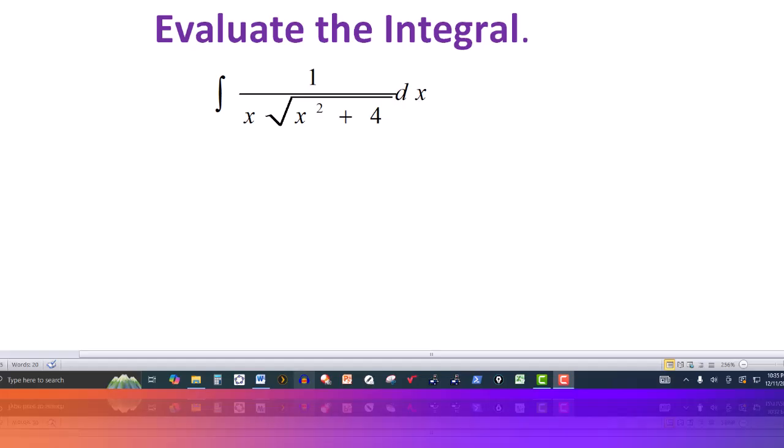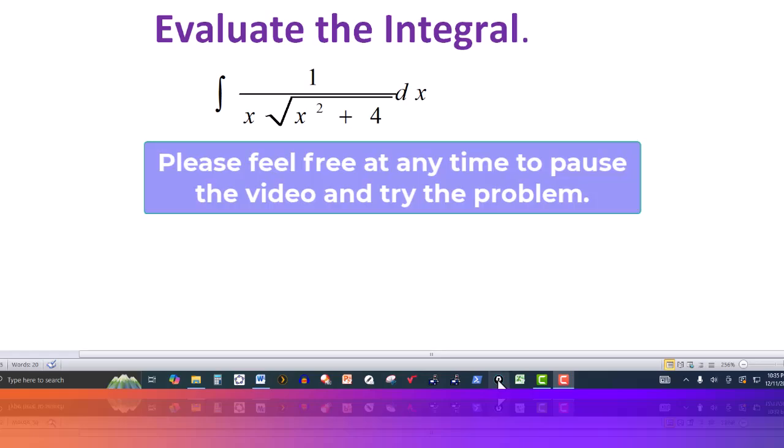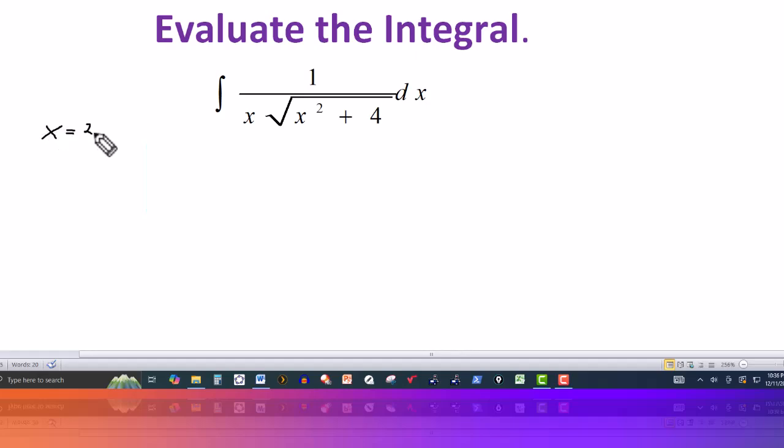In this video we have the integral of 1 over x multiplied by the square root of x squared plus 4. And it's possible to use a u substitution. However, I'm going to use a trig substitution. So I'm going to let x equal to 2 tangent of theta. So remember, this implies also that tangent of theta is equal to x over 2.